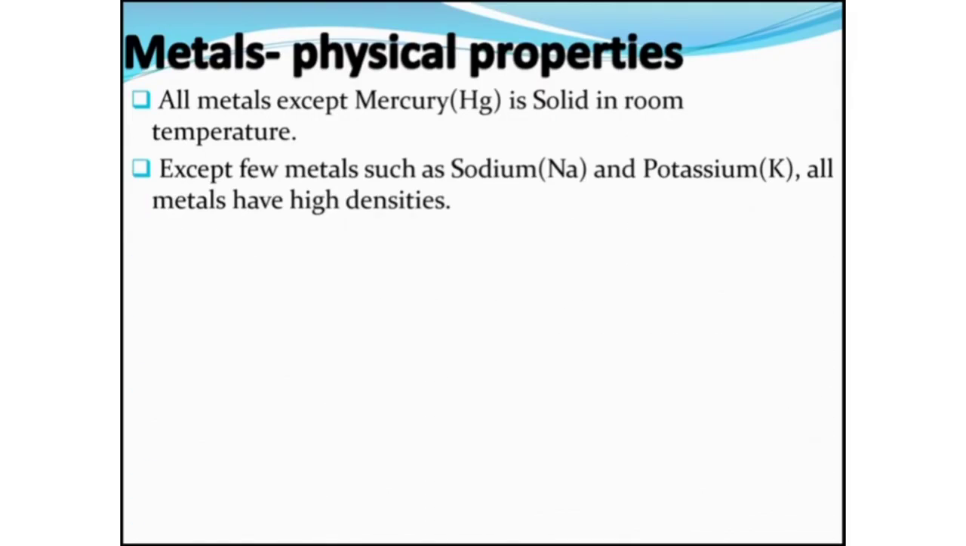Moving forward, there are certain metals which have low density, just like sodium and potassium. Sodium and potassium are the only two metals having low densities. All other metals have higher density than water. For example, take an iron nail and put it in water. What will happen? The iron nail will drown. But take sodium and potassium and put them in water, and they will float because they have lower densities than water.